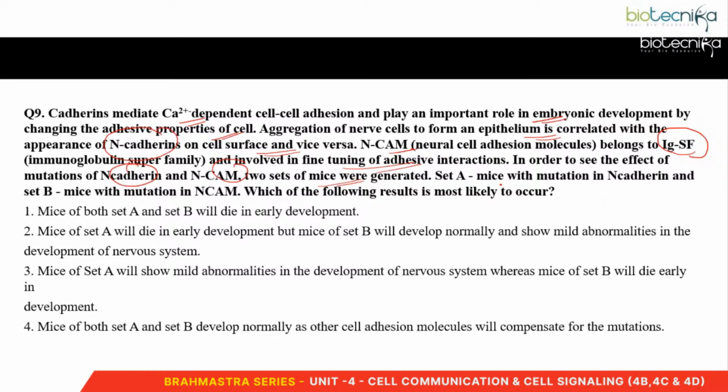Set A is the mice with mutation in N-cadherin and set B is the mice with mutation in NCAM. You need to identify the result that is likely to happen because of these two mutations. Very rarely, in fact, if you take up the total number of questions, these kind of experimental questions are very less asked, but if they are asking, again, it is in the form of 4 marks.